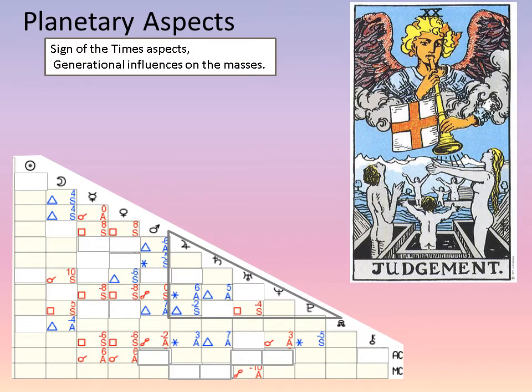Then there's this section of the grid that I drew in gray, where the outer planets aspect each other. Because they're so slow moving, I call them the signs of the times, generational influences on the masses. The closest thing I could see to that in the tarot deck was Judgement, something that affects everyone, like a rebirth, an artistic movement that goes across the globe, or an invention that changes everything, like electricity or automobiles.